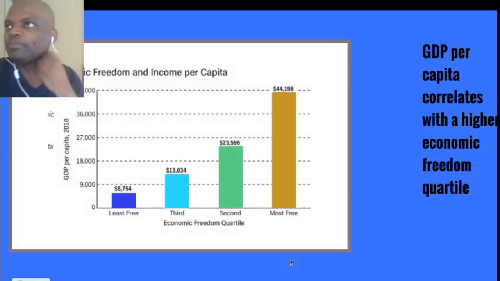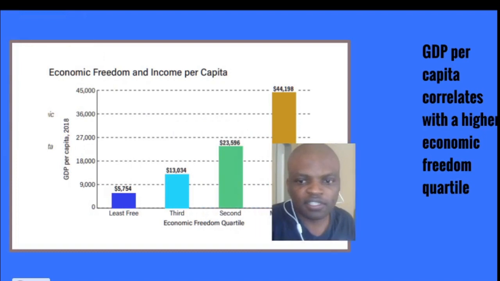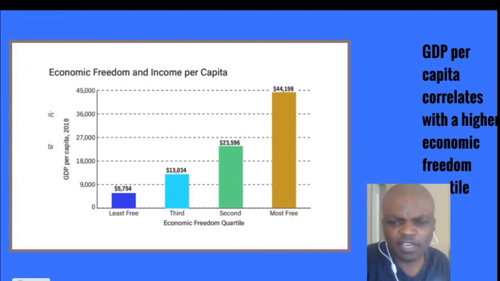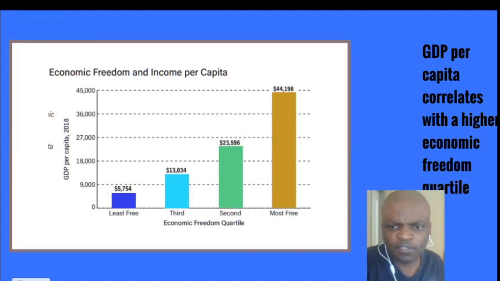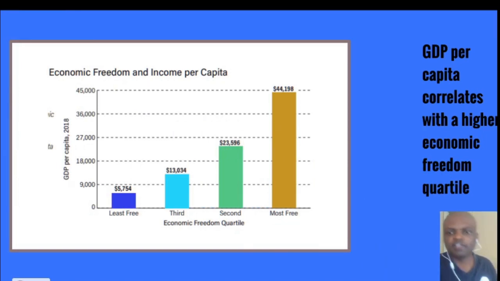So if you look at economic freedom and human progress, for example, we see here that the countries which have the freest economies tend to do the best. Let me just move this for your convenience. That should hopefully be better.